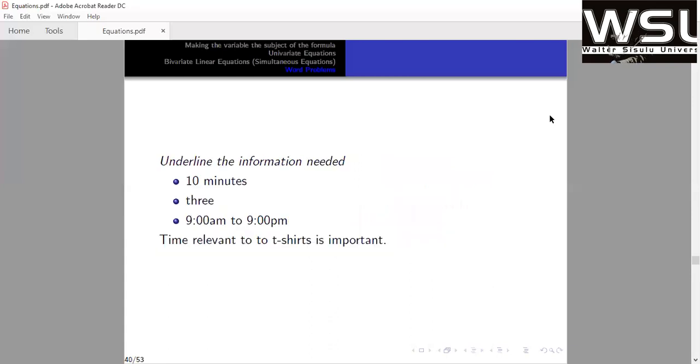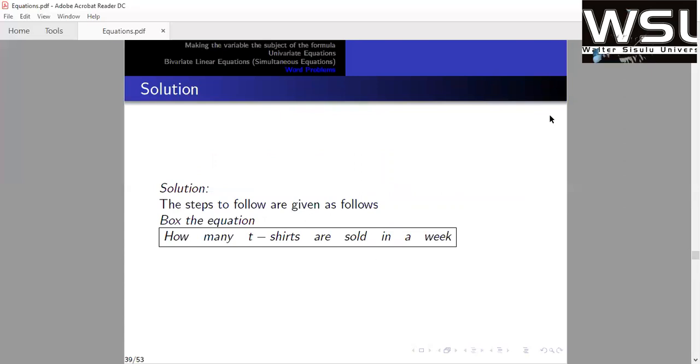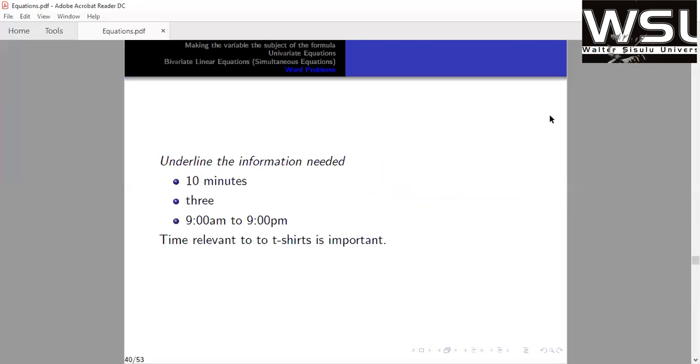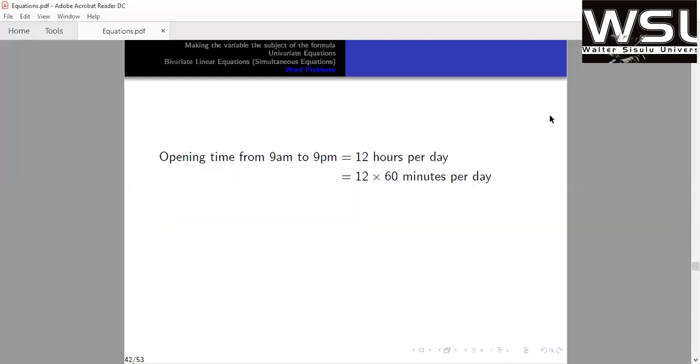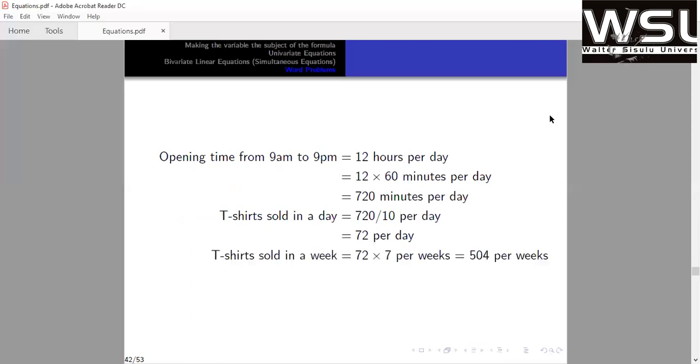Remember what the statement said. The statement said how many t-shirts are sold in a week. And what do we have here? We have t-shirts per day. So if they sell t-shirts per day and they open every day, that means they open 7 days a week. And the question was requesting that we calculate the number of t-shirts sold per week. Therefore, we've got 504 t-shirts sold per week.